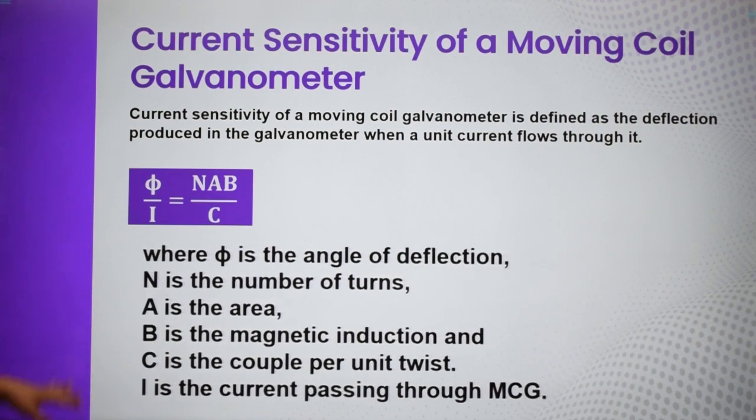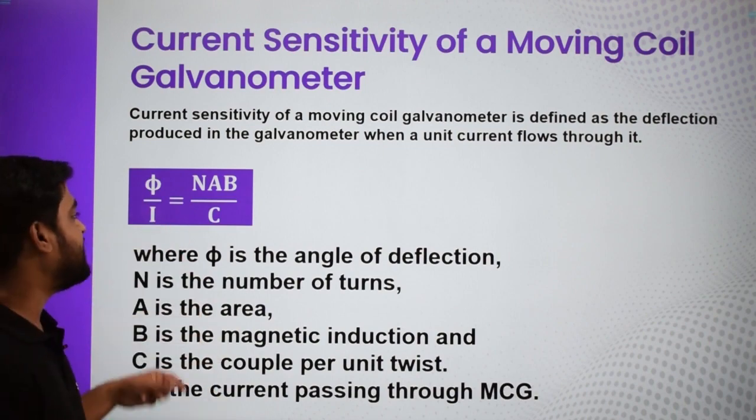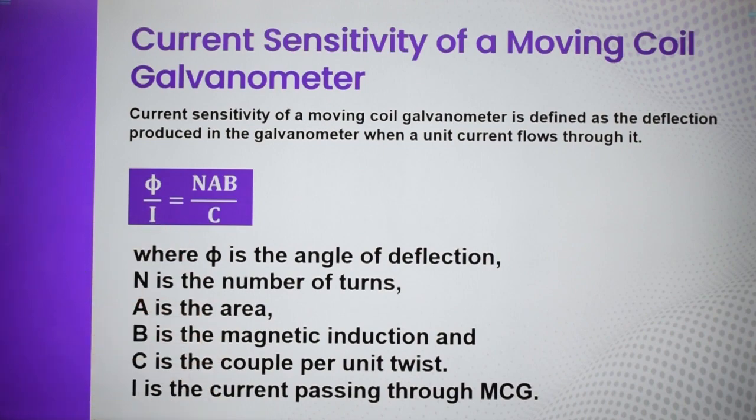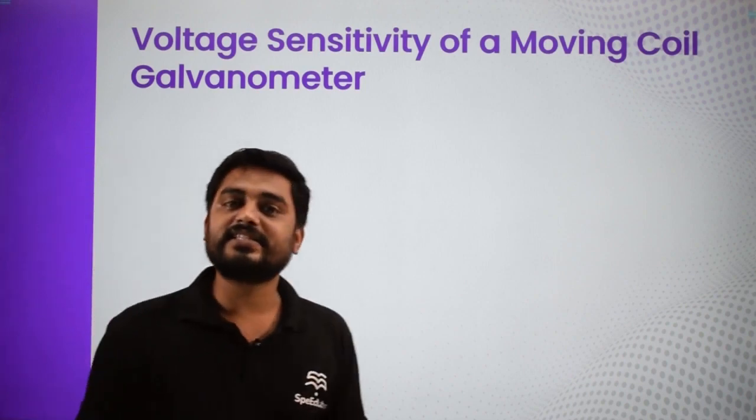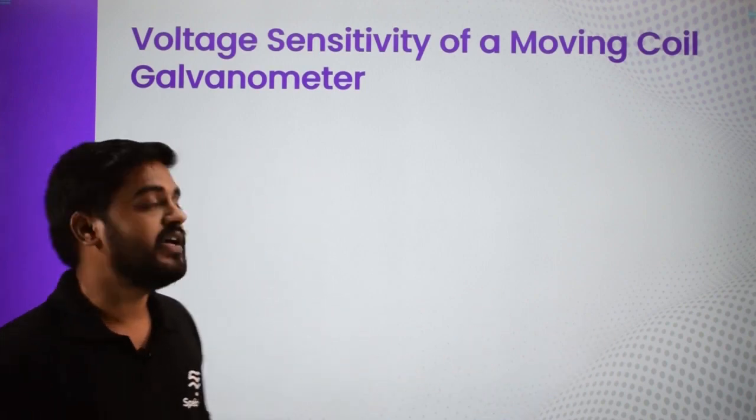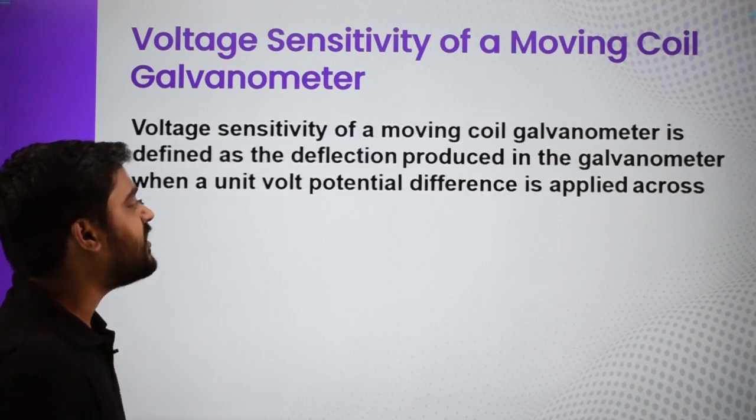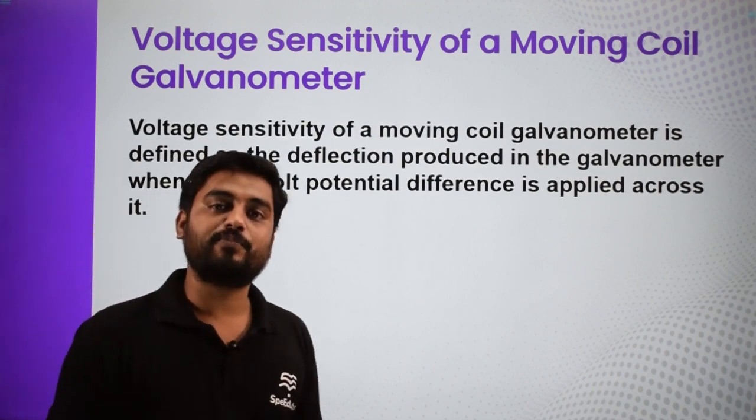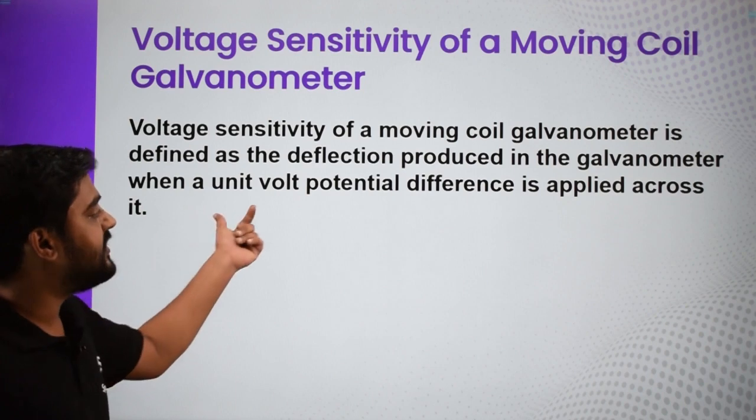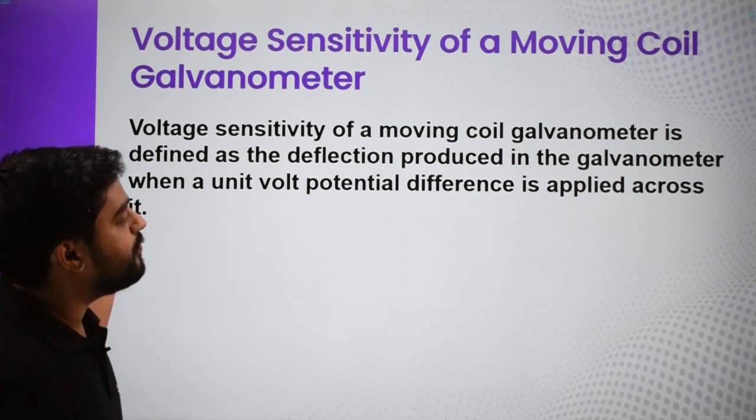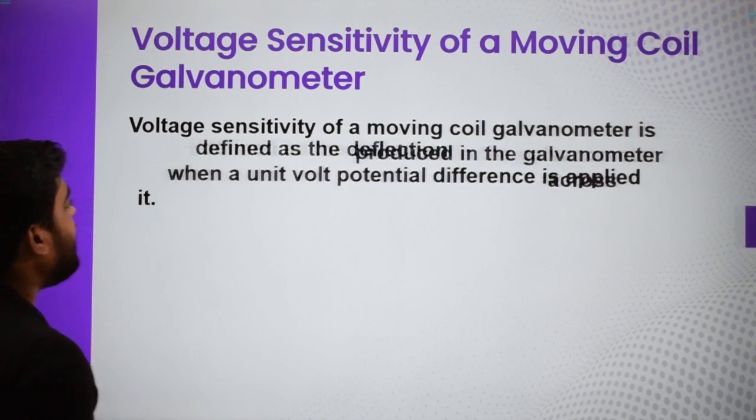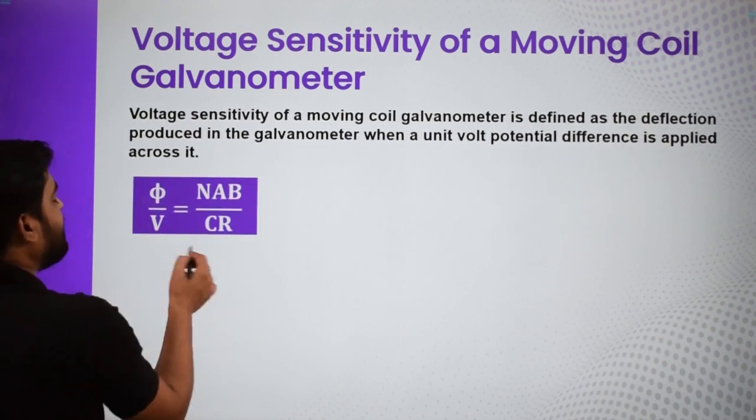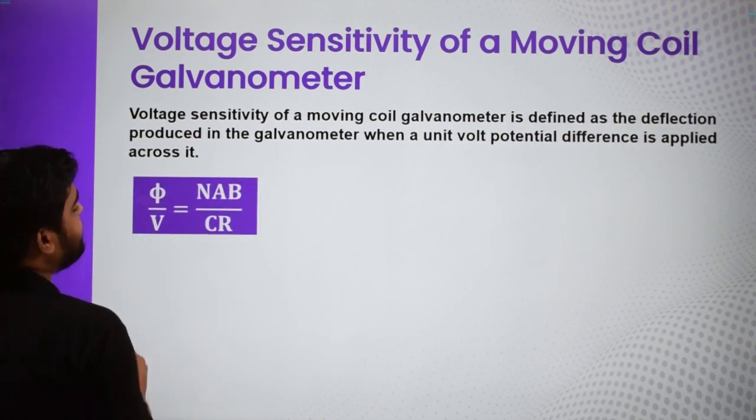And if you see, these are the various parameters. We have already discussed all of them. Now next is the voltage sensitivity. So like current sensitivity is deflection per unit current, voltage sensitivity is basically deflection per unit potential difference. And now this is the formula for voltage sensitivity.